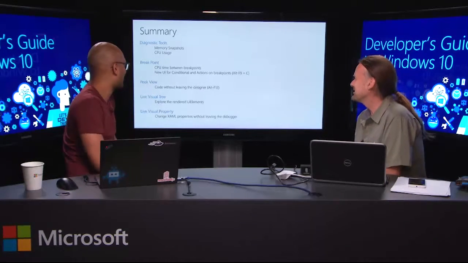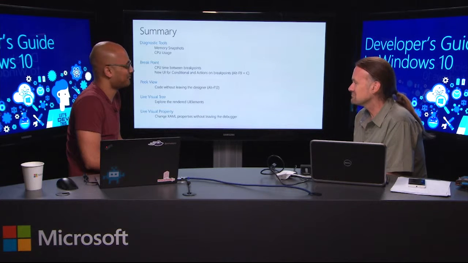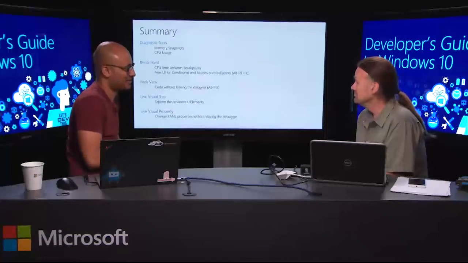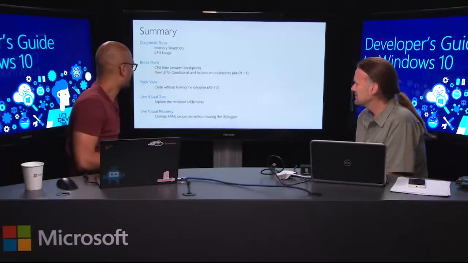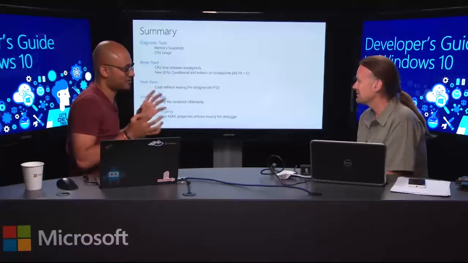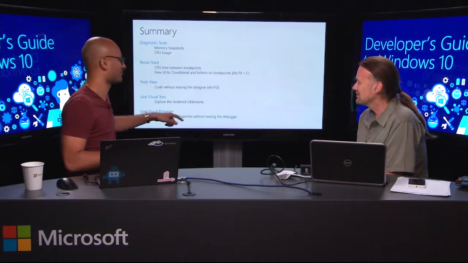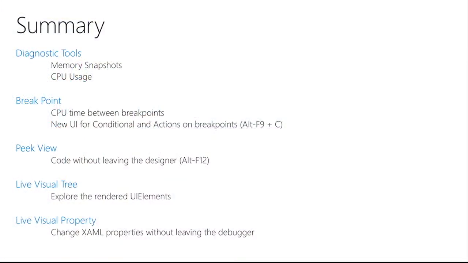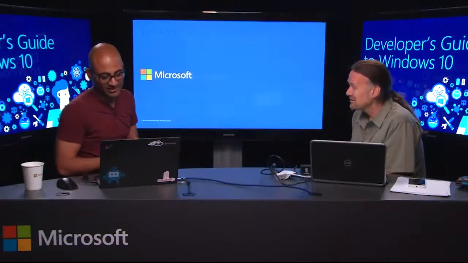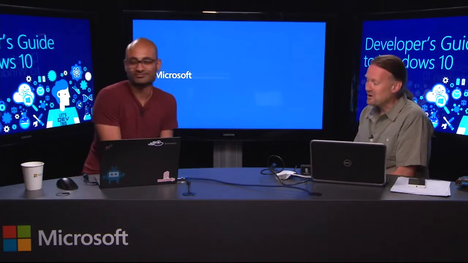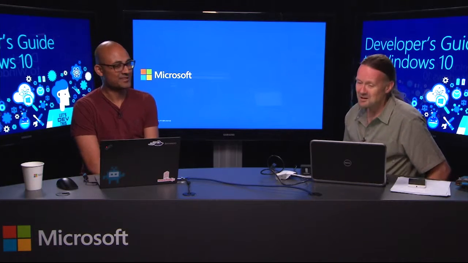The peek view, absolutely a must-have if you're going to be writing UWP apps in XAML. The live visual tree, I think that's a fantastic tool too. It allows you to get more hands-on and understand where your visual tree is and how you can then change the properties of things that you see in the live visual tree. So lots of cool new stuff to help you make your life as a XAML-based developer more productive. Exactly. So with that, I think I'm done. All right, great. Thanks, Shen. That's really cool.